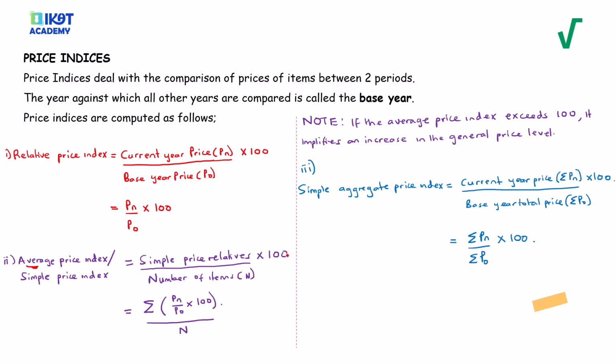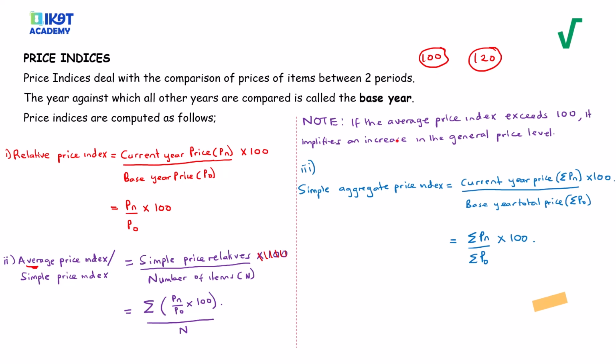However, this 100 is already here, so if you get this, you don't actually have to, because the 100 is already inside the price relatives. Hope that makes sense. Now, if the average price index exceeds 100, it implies an increase. So 100 is like the price of the base year. So if you get 120, it means you've increased by 20% from the original price.